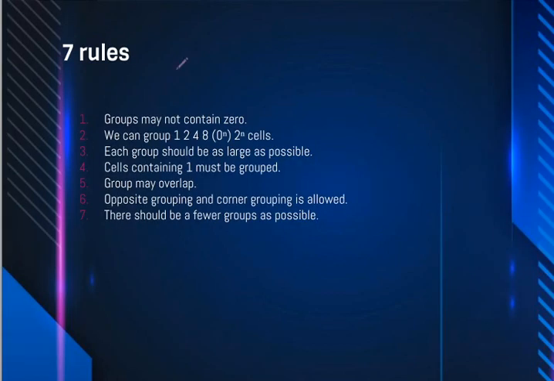There are 7 rules. In today's lecture, in part 1, we'll study up to rule 4, and the remaining rules 5, 6 and 7 we will study in part 2. So the rules are: groups may not contain 0. Why should a group not contain 0?